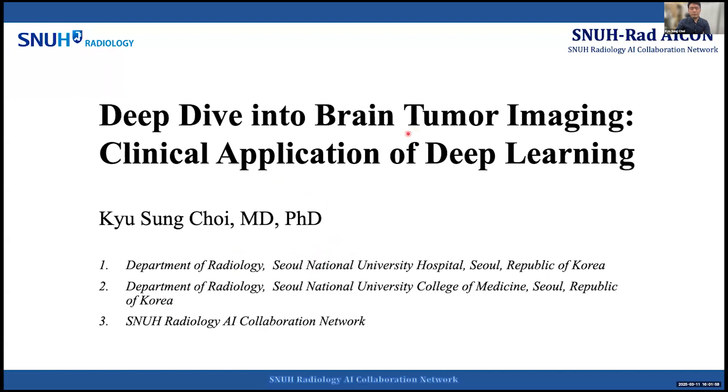I'll be starting off with the various clinical applications of deep learning, focusing on glioma imaging.